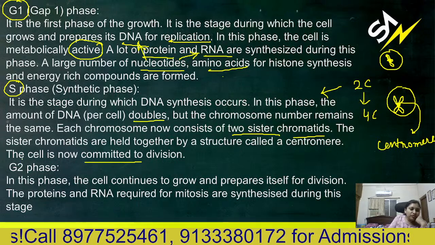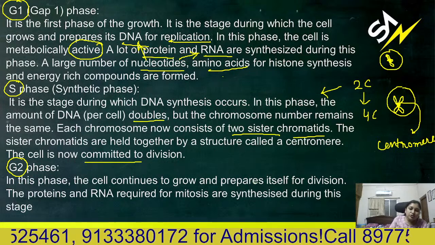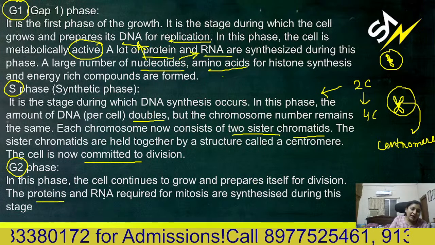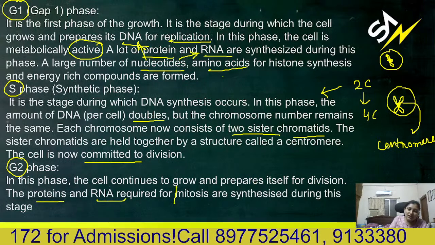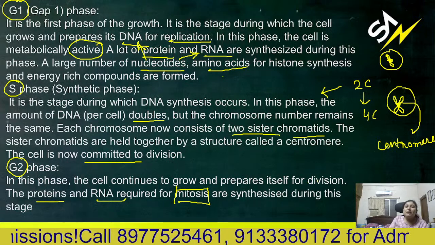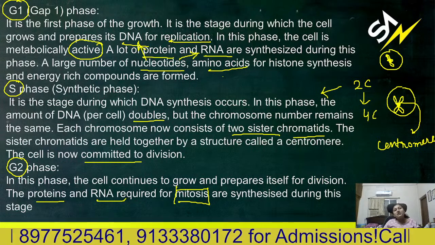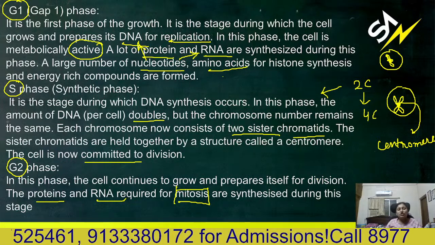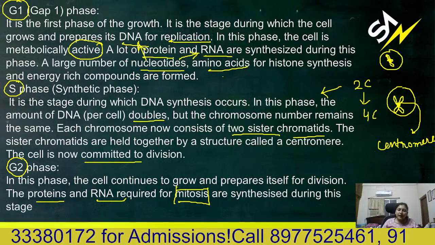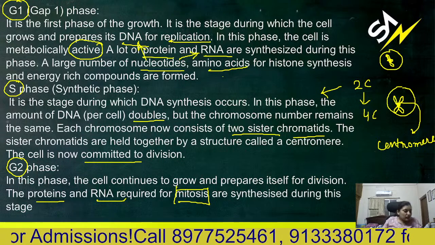Next, it is G2 phase. In this phase, the cell continues to grow and prepares itself for division. Proteins and RNA required for mitosis are synthesized here. Remember, proteins and RNA required for DNA replication are synthesized in gap 1 or G1 phase. In G2 phase, the RNA and proteins required for mitosis are synthesized.